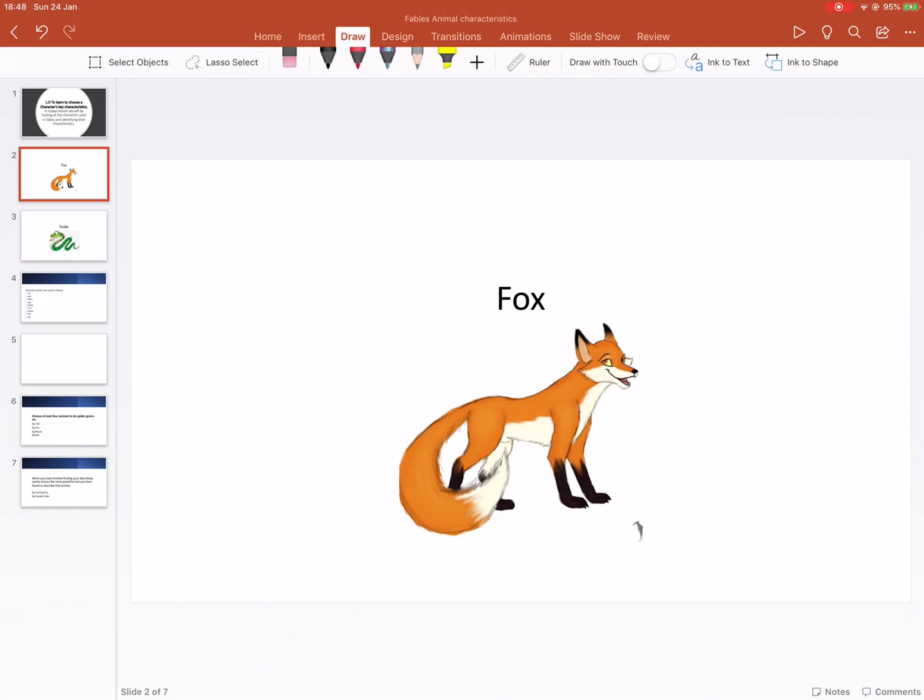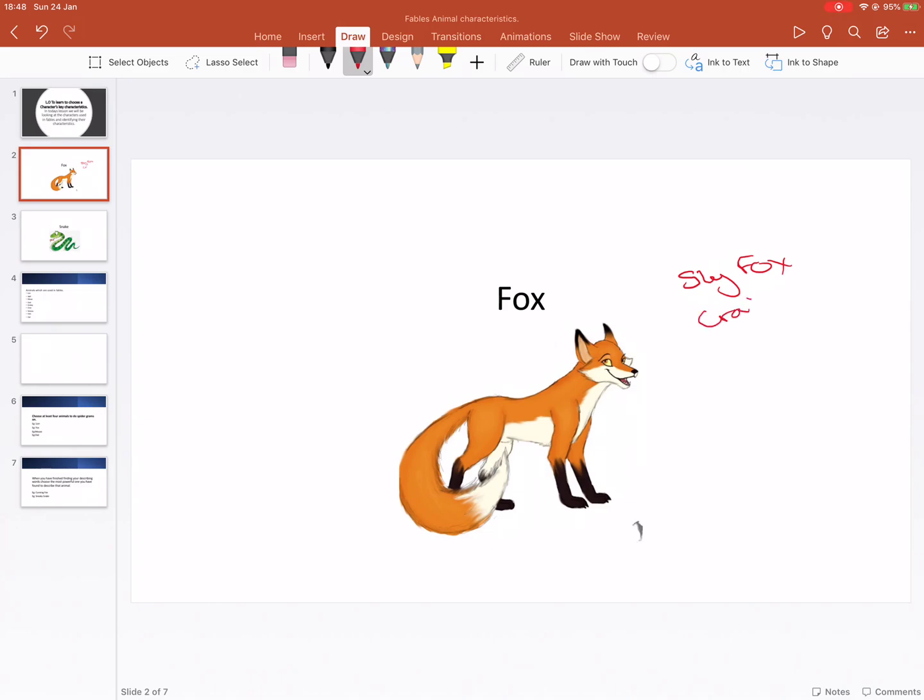So I can use my pen for this. Okay, so we've got the fox. And I'm just going to write on this side some words that I can think of. So how would you describe him? I would describe him as a sly fox. I could describe him as a sly fox. What else can we think about?